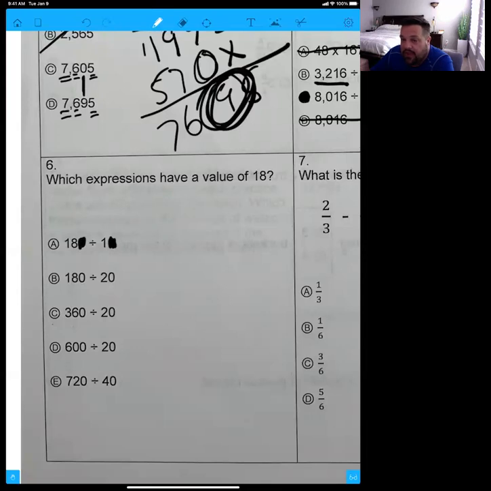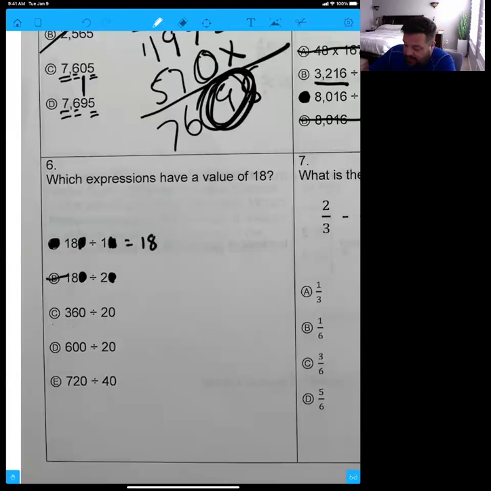Only equal on both sides. So A would give us 18. 1 into 18 is 18. So A would be one of the answers. Now, if 1 goes into 18 times, well, 2 certainly is not going to, right? So hopefully you see that this is basically the same problem twice with just a 1 and a 2.